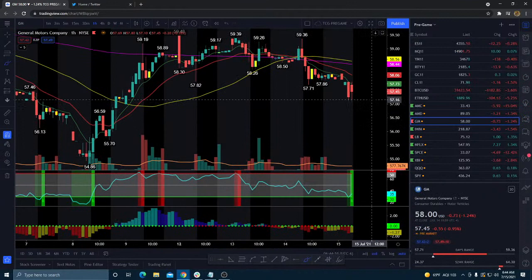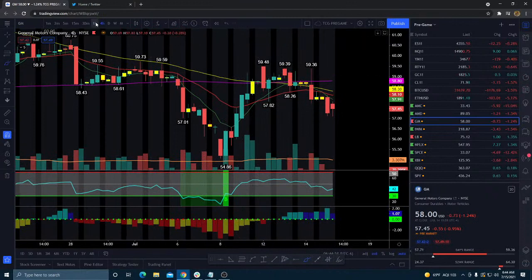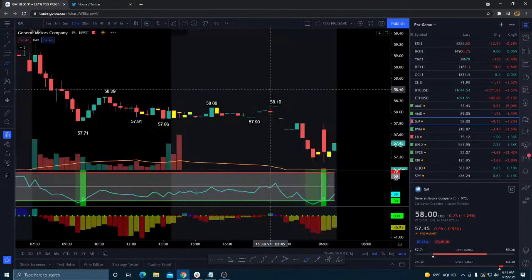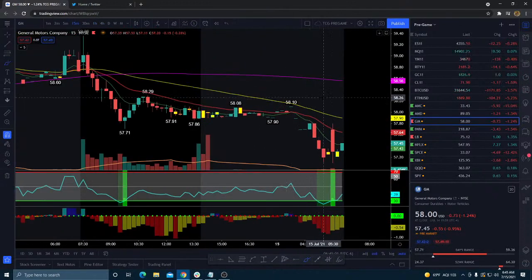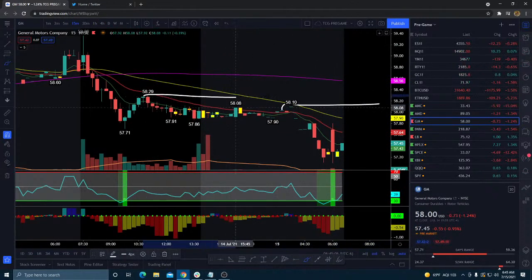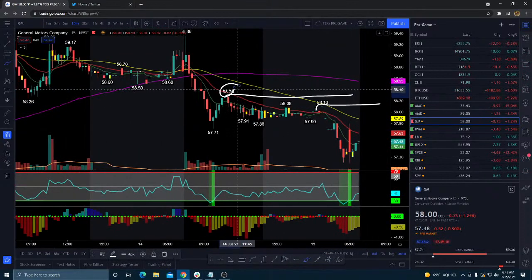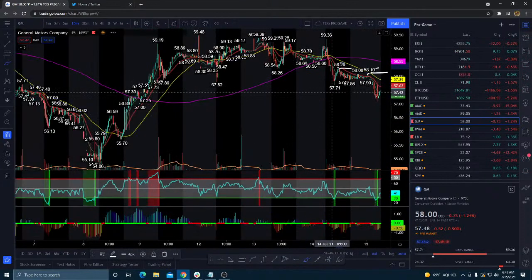GM, the Bolt or some type of electric car caught on fire. They're saying don't charge it in your garage. That's some pretty bad news. So I am looking to short GM. This is what I would say is one of the king of the mountain trades. 58.10 is resistance and 58.29. If we could get up around 58.30, that could be a great short. So General Motors, I'm looking to short.